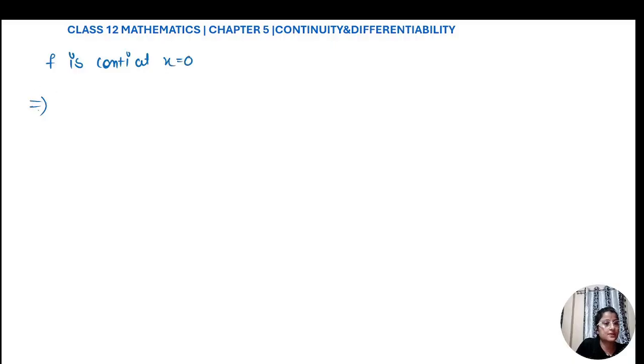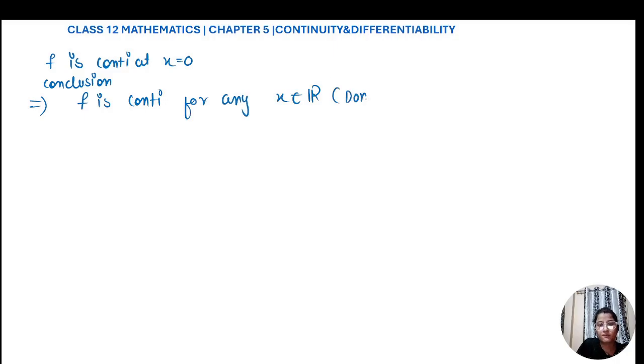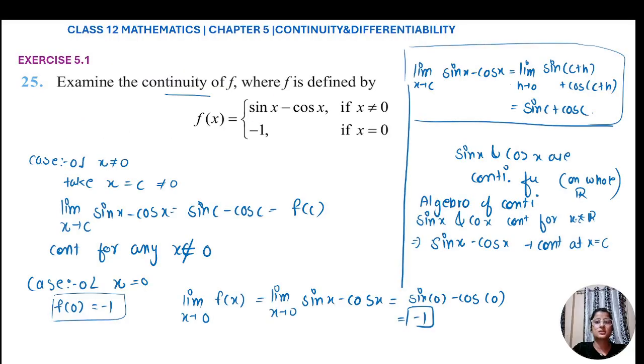So from case 1 and case 2, what do we conclude? Our conclusion is that f is continuous for any x belonging to the reals, which is our whole domain. So we conclude that f is a continuous function. That's what we had to do. Okay, so we are done with our question. I hope you understand this.